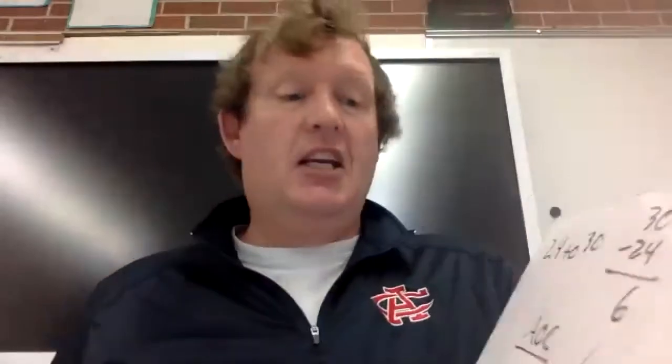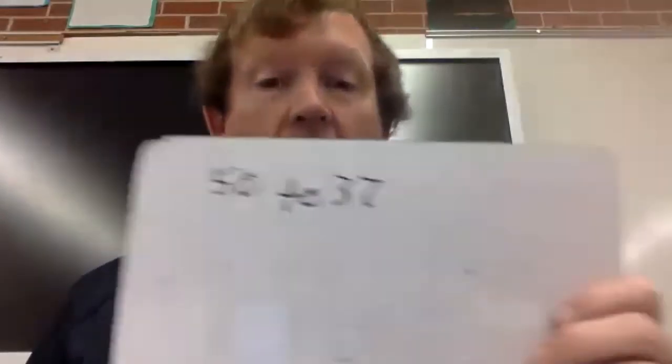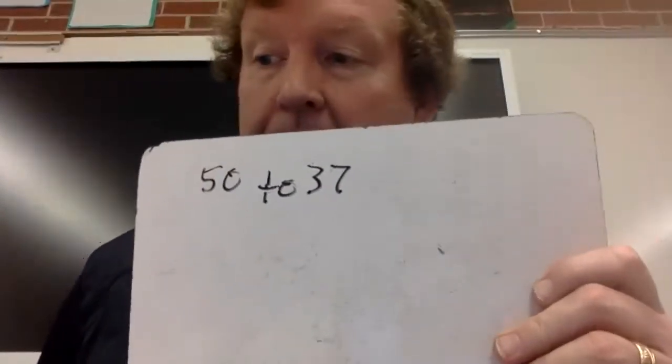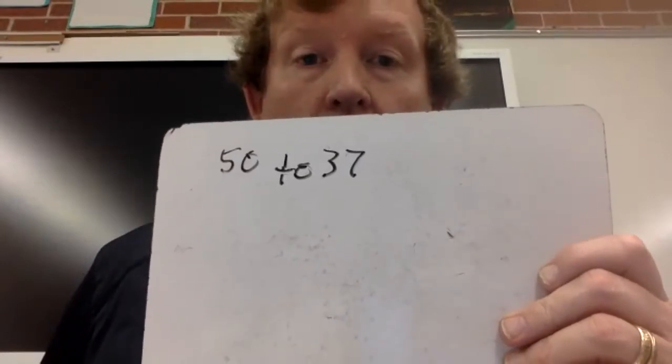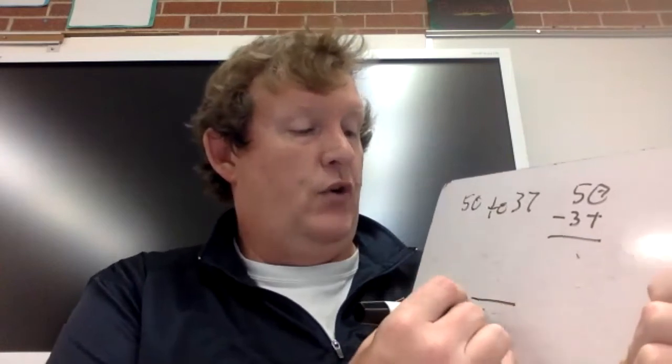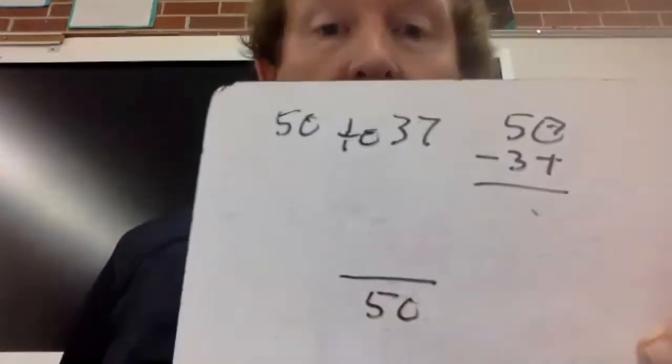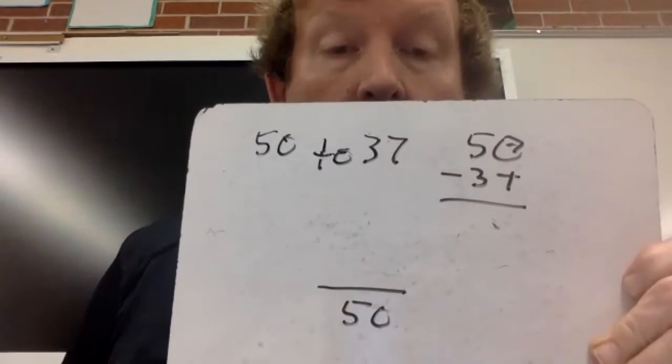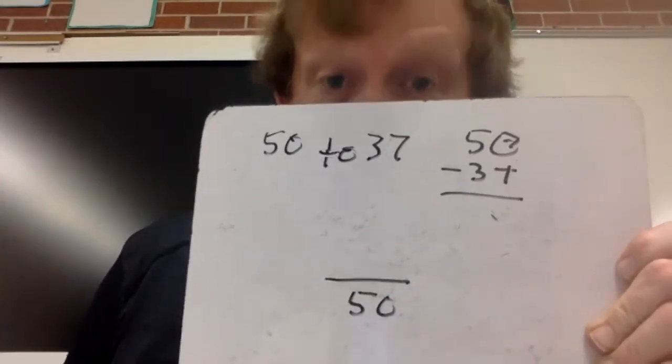Okay. Number 16 is the same way. I'm going to give you a moment and let you try to do it here. 50 to 37. Tell me what the percent of change is. So find the amount of change, 50 minus 37, and then divide that amount of change over the original amount, which was 50. Then multiply your answer by 100 to get your percent.